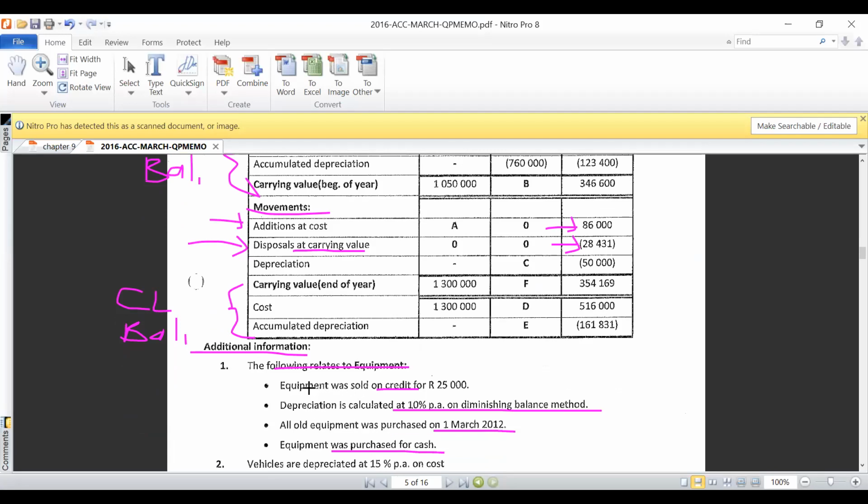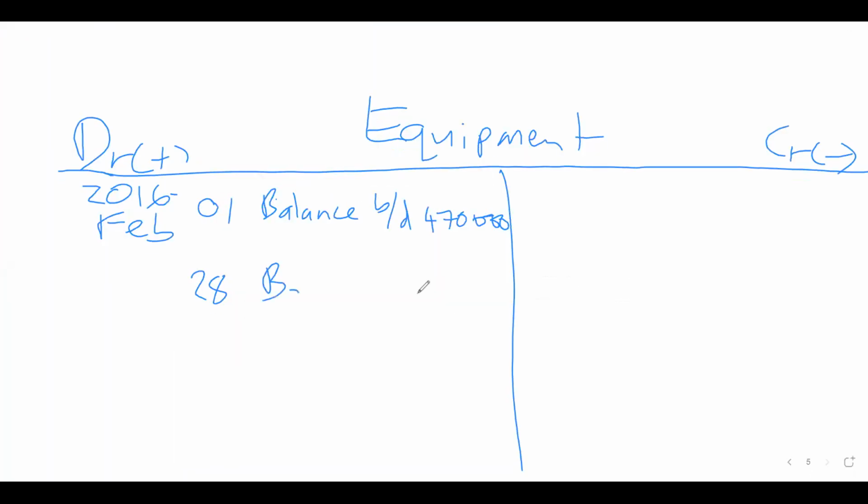So, equipment was sold for that value. They did not tell us. Oh, yes, here it is. Equipment was purchased for cash. Did you see that? Yes. So which equipment was purchased for cash? It is this one here, which is part of the additions, even including the one that was sold. So what are we going to do? We're going to write bank here because we bought for cash.